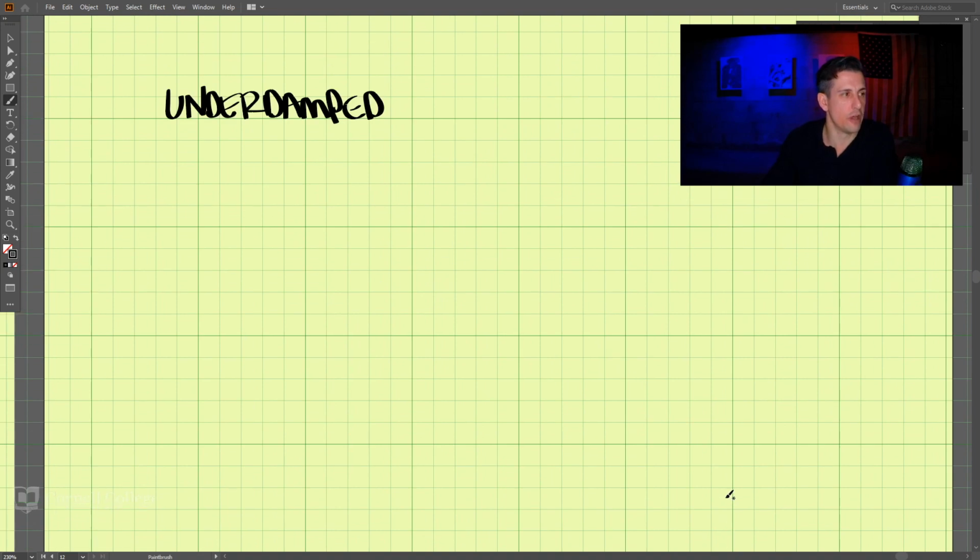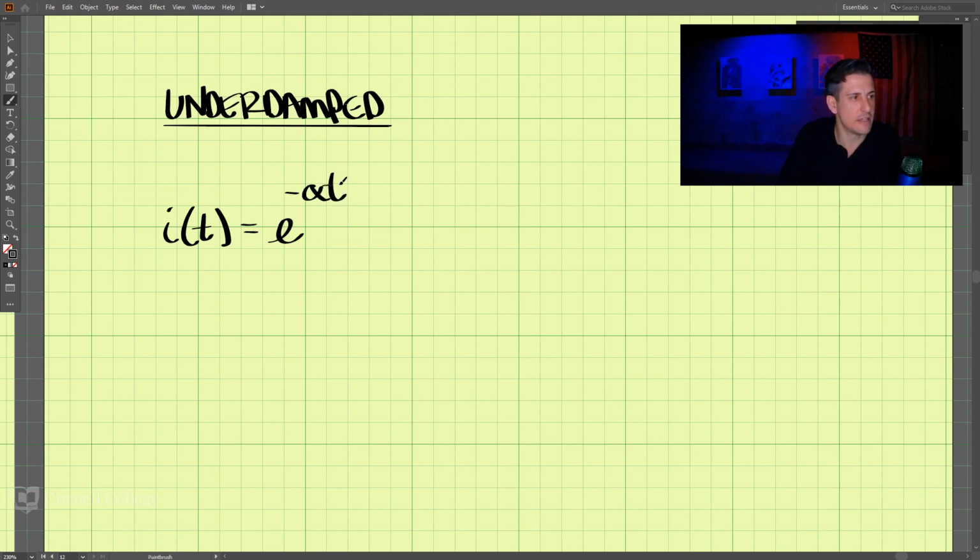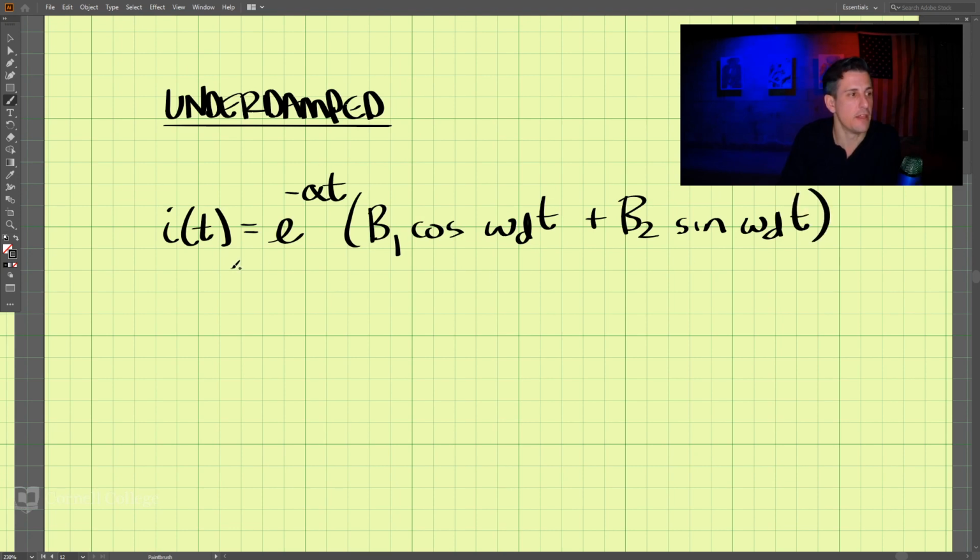And the solution for the underdamped scenario looks like this. i(t) is equal to e to the negative alpha times t, times b1 cosine omega d times t plus b2 sine omega d times t. This is our solution here.